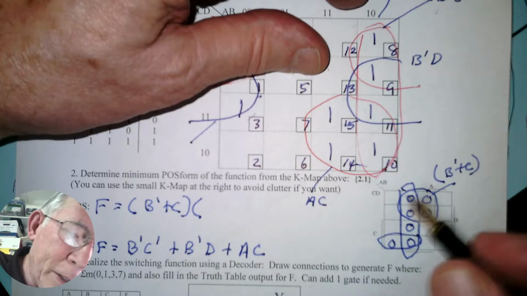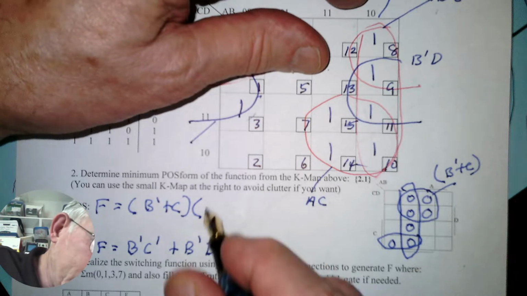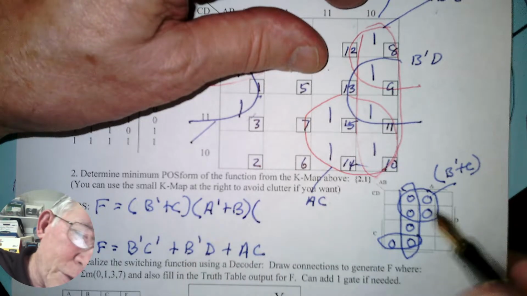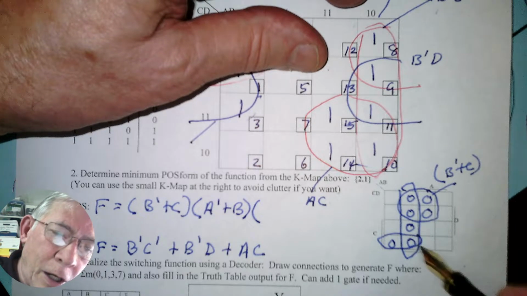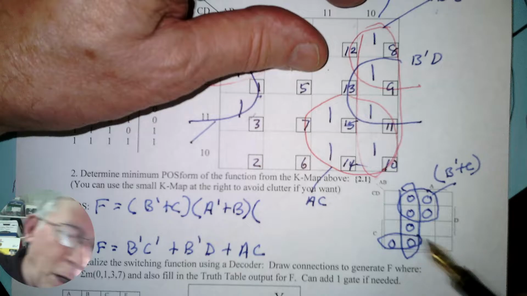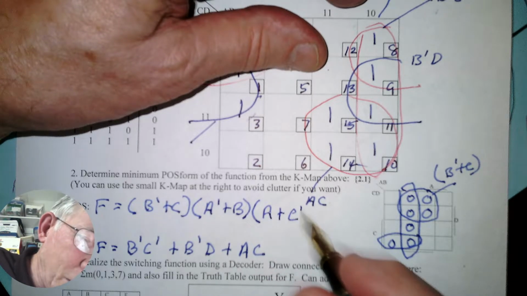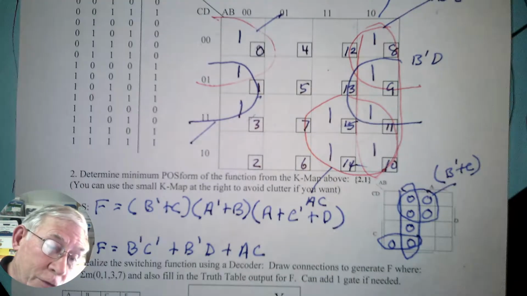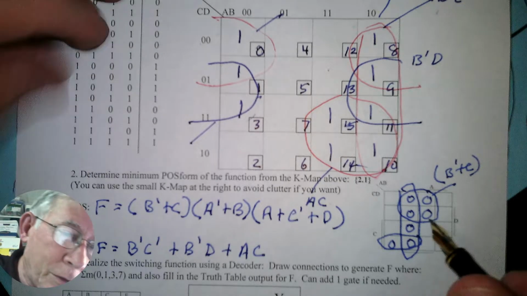So the column would be A, B prime. So that makes it A prime plus B. And finally, the last term is this one. That's going to be A prime C D prime. So that's going to work out to be A plus C prime plus D. So that's the solution. That's the POS solution. That's the SOP solution.